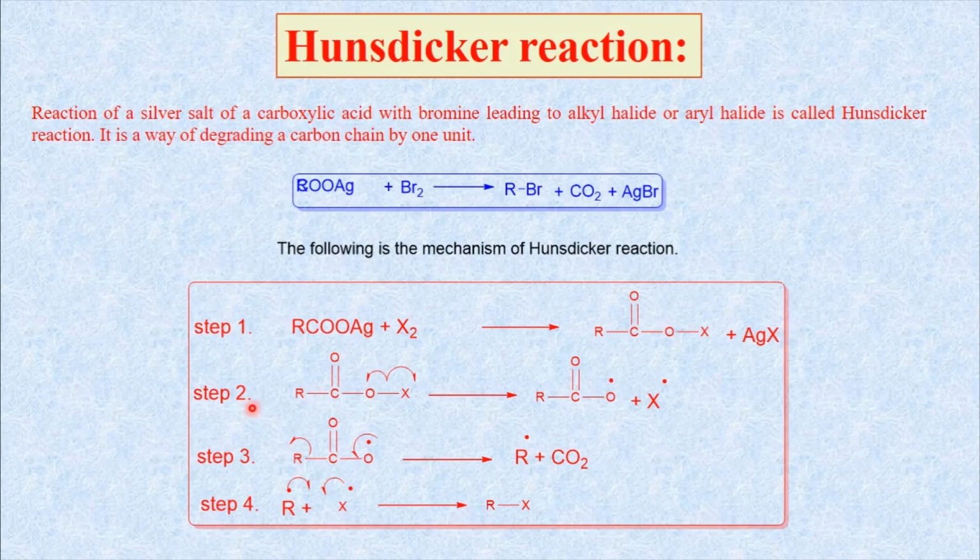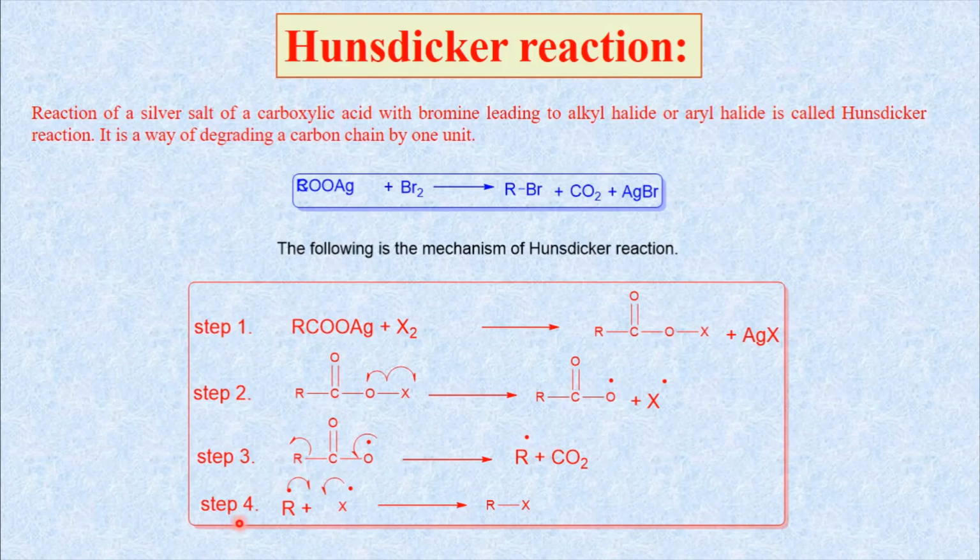Now in the next step, step 2, homolytic cleavage of the sigma bond, the oxygen halide bond, takes place. It generates an oxygen radical and an X radical. Now in step 3, this oxygen radical delocalizes here, and in the same way the breaking of the C-R bond takes place. It generates an R radical and a C radical. The C radical combines with the O radical to form CO2, and it generates the R radical.